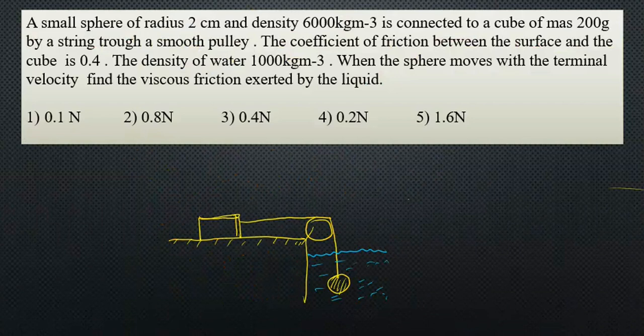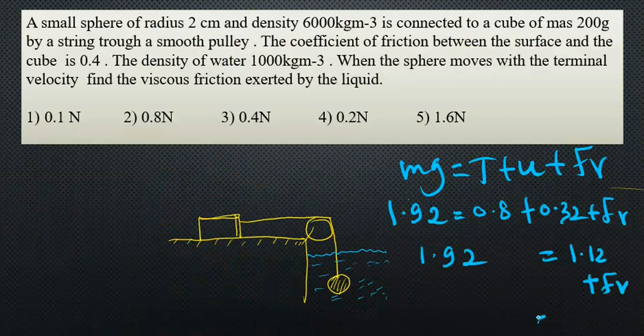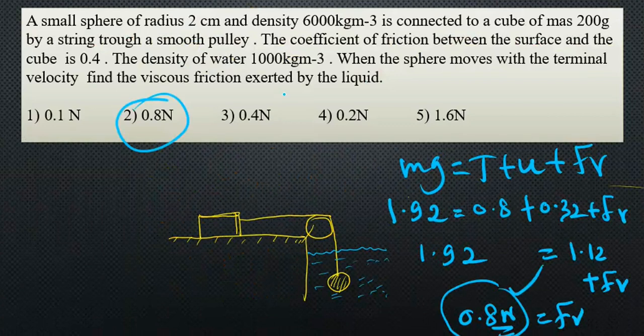So here we can take mg equals tension plus upthrust plus Fv. We have found weight 1.92, tension 0.8, upthrust 0.32 plus Fv. So here 1.92 equals 1.12 plus Fv. So we get Fv equals 1.92 minus 1.12, which is 0.8 Newton. They are asking us to find the viscous frictional force, and it is 0.8 Newton. So we get the answer, the second option here.